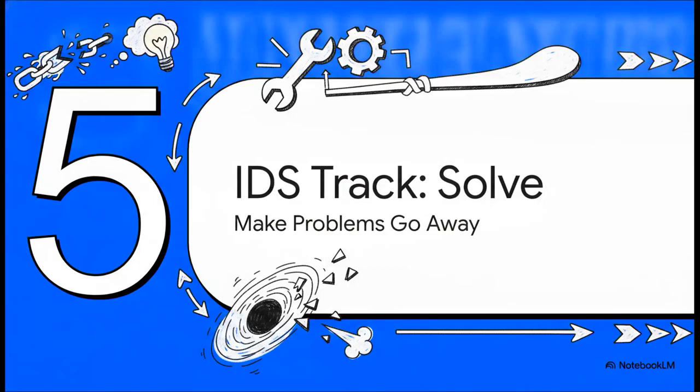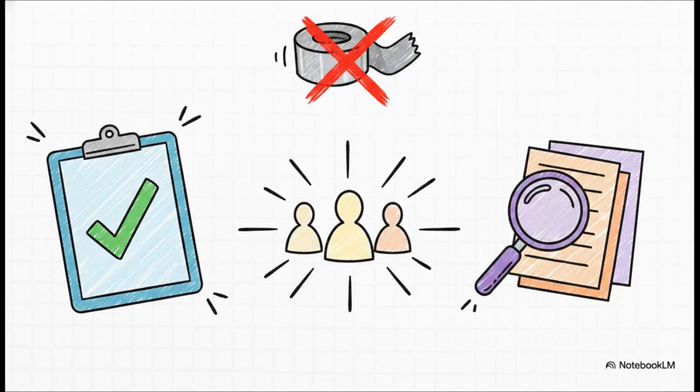Section 5. The IDS track. Solve. Making the problem go away forever. The final step of the IDS track is solve. And this means putting an end to the days of jury-rigging your business problems with duct tape and twine, only to watch them break again next week. Resolving an issue generally looks like one of three things.